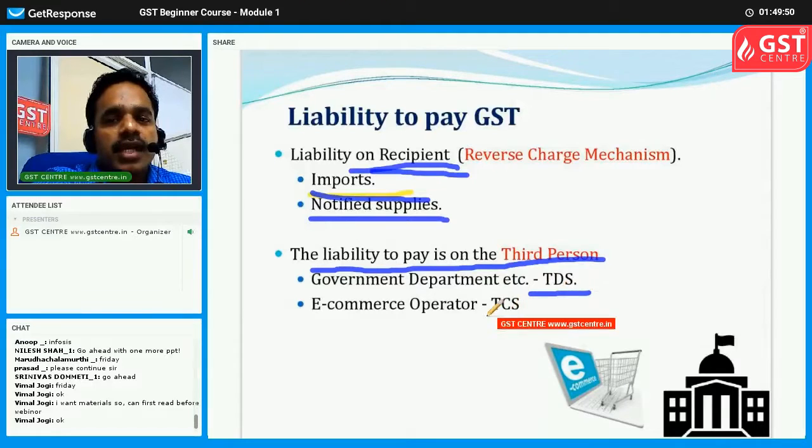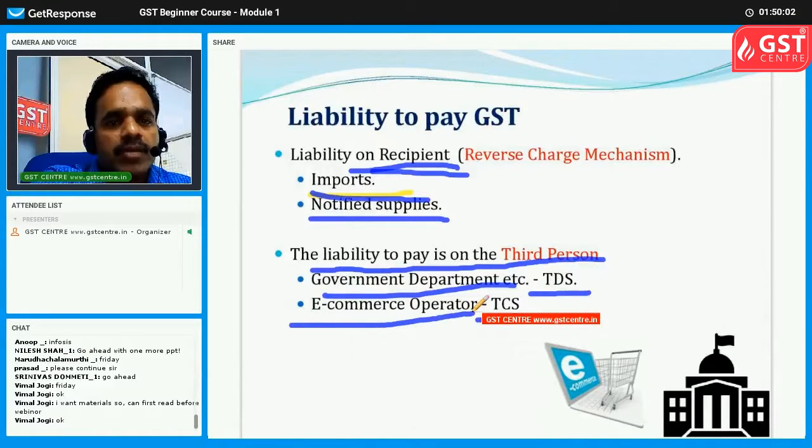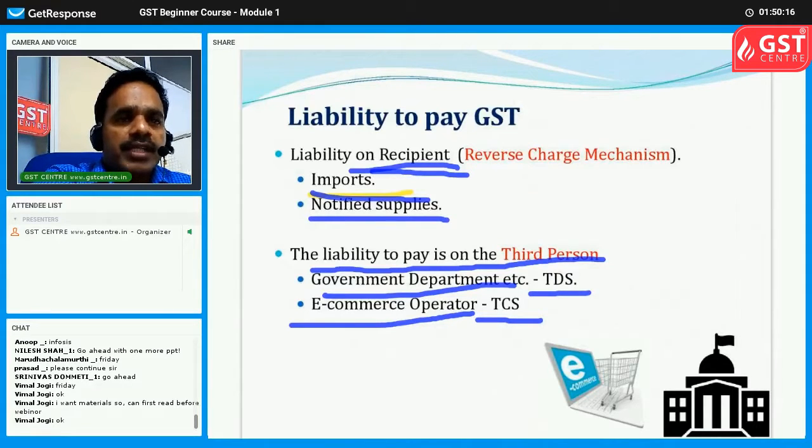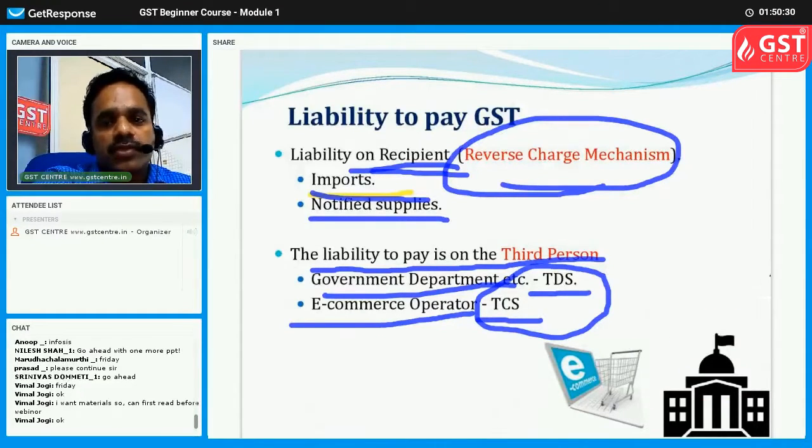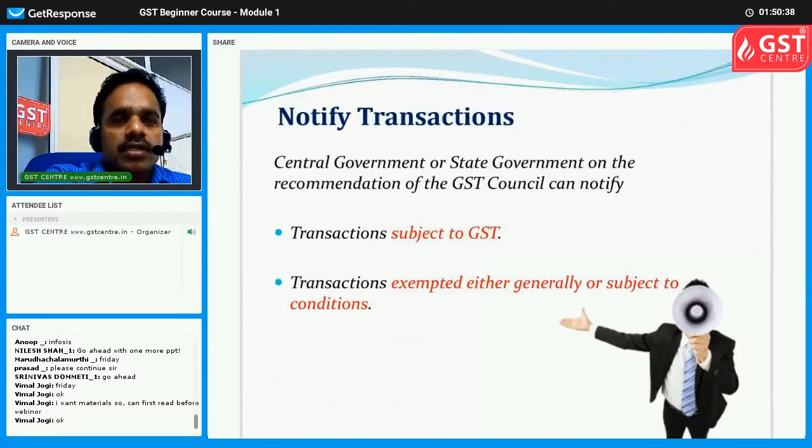The liability is on a third person, as there are separate provisions for TDS and TCS. It is not income tax TDS, it is in the GST Act, and it is applicable on government departments for TDS and e-commerce operators for TCS. That is also covered in the same beginner course. So normally the taxable person supplying goods or services has the liability to pay GST, but in the reverse charge mechanism or TDS or TCS, the buyer, the government department or the e-commerce operators have to pay GST.